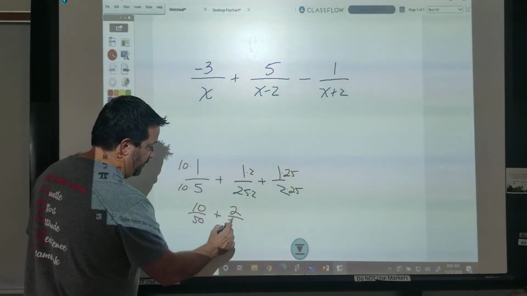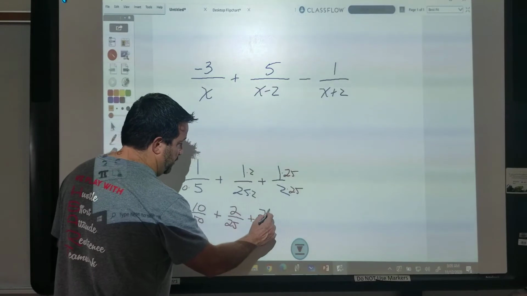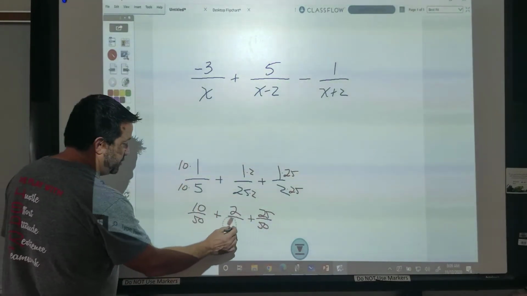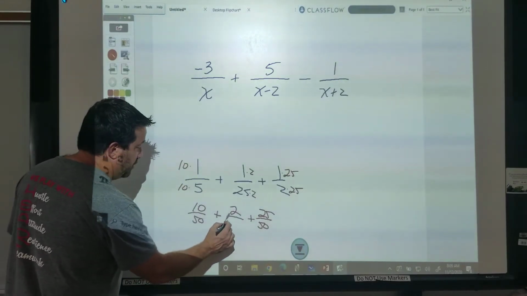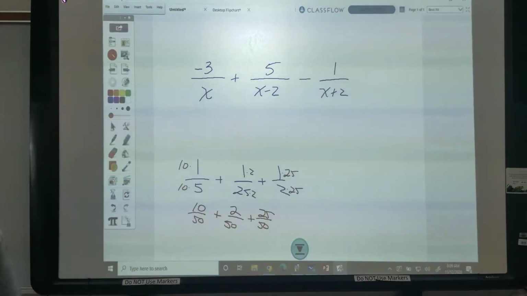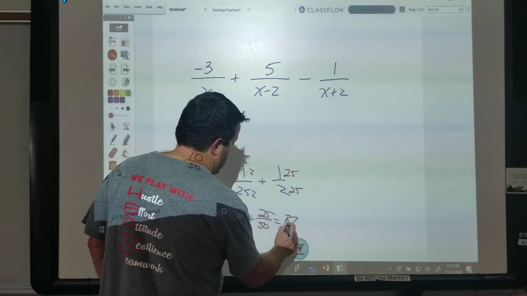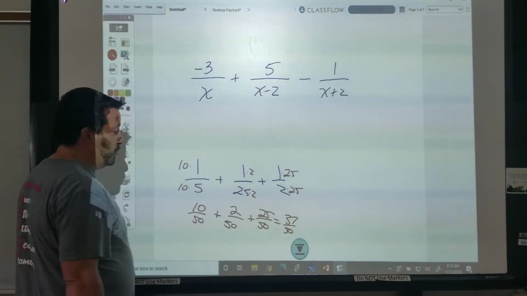so you could get new fractions of 10/50ths plus 2/50ths plus 25/50ths. This is supposed to be a 50ths. Not sure why I didn't write that down, but that would give you all the same denominator, and that would allow you to add them together and get 37/50ths for a final answer. So you learned that back when you first were learning fractions.